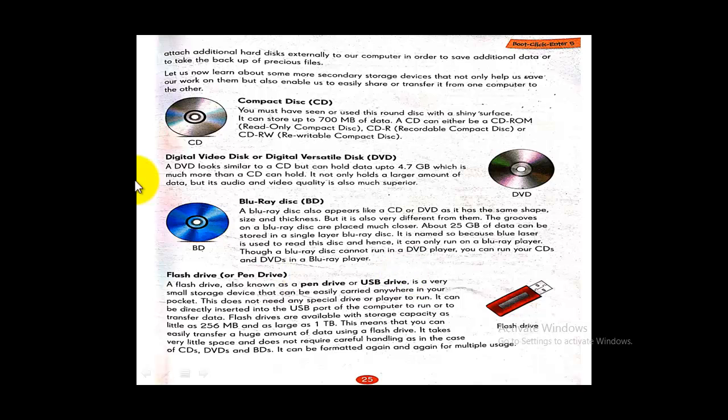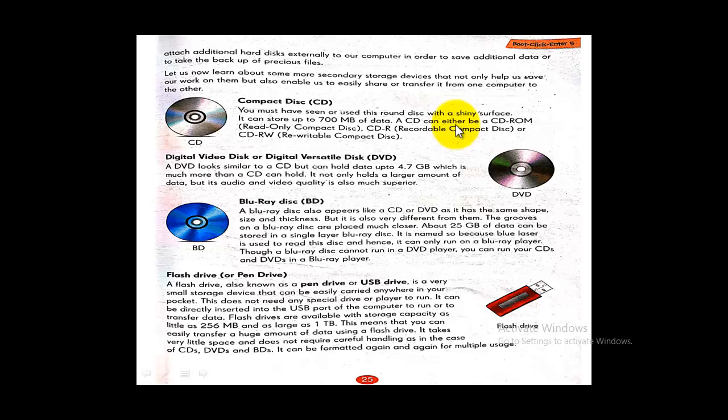Okay, now let's see. The first one is compact disc, that is CD. You must have seen or used these round discs with a shiny surface. It can store up to 700 MB of data.